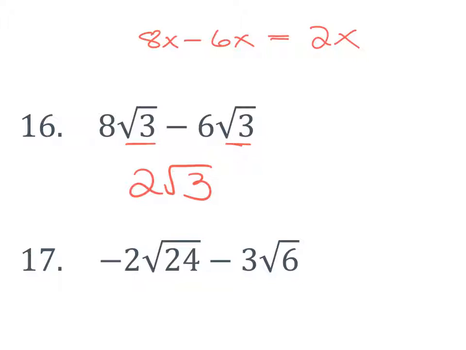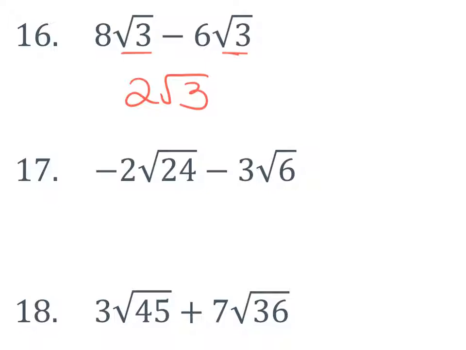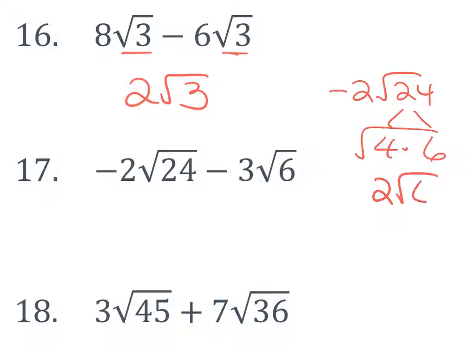So you think, oh, I can't do anything. But what could we do to that 24? Reduce. Yes. So let's break that 24 down. So let's do 4 times 6. Now, if you realize that 4 is a perfect square, we could go right to 2 radical 6. Everybody with me on that? Or we could keep breaking them down till they're prime. So then this just becomes negative 4 square root 6.